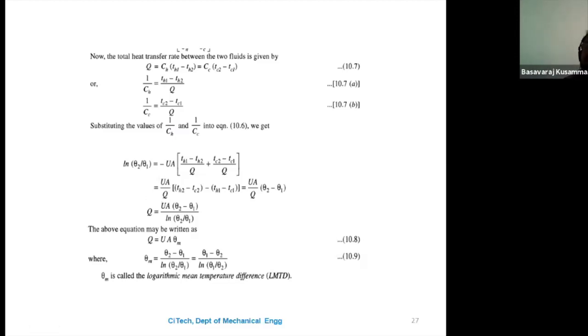One thing is that you have to write what a parallel flow heat exchanger is, and you have to draw two diagrams before that. If asked, write the assumptions, then mention each and every term: what is CH, the capacity of the hot fluid, what is the capacity of the cold fluid, MH is the mass flow rate of the hot fluid, MC is the mass flow rate of the cold fluid, and what is dQ, what is dA, what is Q. Mention these, then derive it.